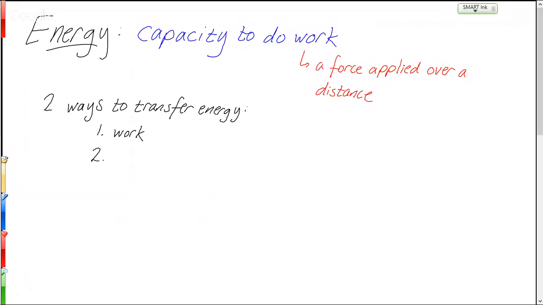Heat, yeah. So heat is another way to transfer energy. In fact, heat is a direct transfer of energy that doesn't involve work. So we talk about two ways of defining energy, or defining energy transfer.